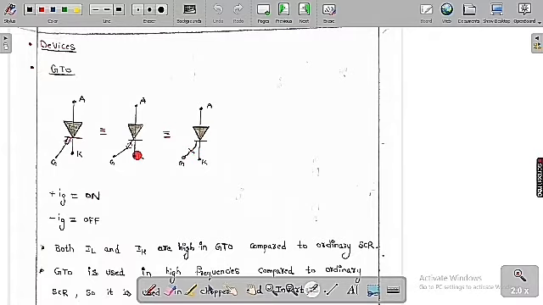Either you keep a dash, or you keep two arrows, or you can keep two arrows in a separate way. Any of these symbols represents the same thing, which is called the GTO. Here, plus Ig: if you give a positive gate current, we turn on this device. But if you give a negative gate current, we turn off the device. Means by giving a positive gate current, we turn on the device, and by giving a negative gate current, we turn off the device.